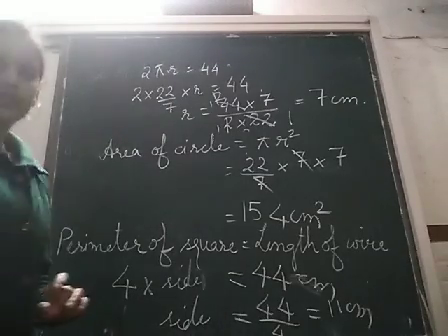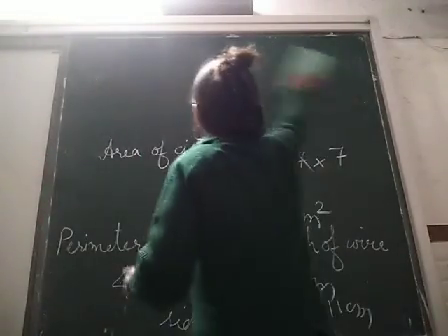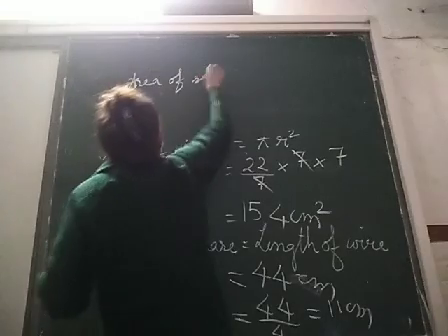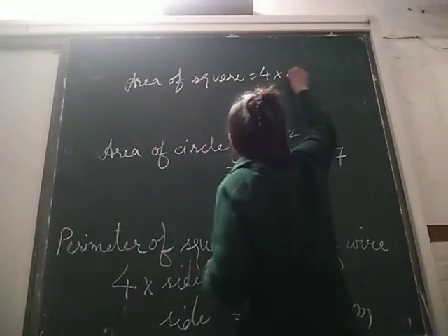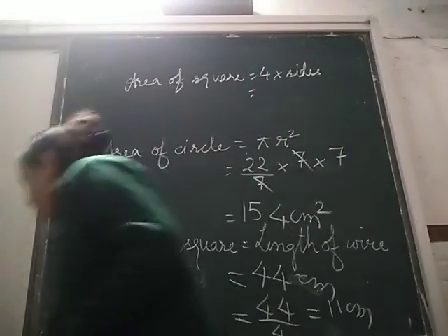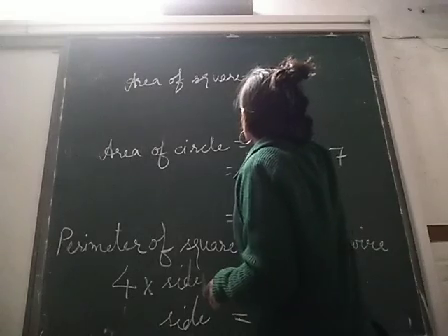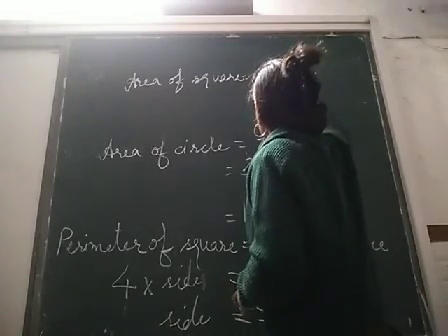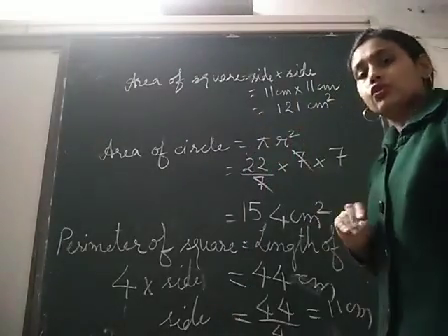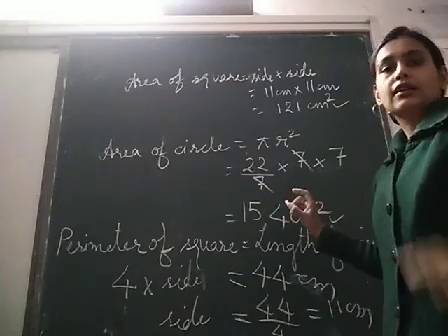Okay. Now we find the area of the square. Area of square is equal to side into side, that is 11 centimeters into 11 centimeters, which is equal to 121 centimeters square. Now you compare, whose area is greater? Circle. So the circle encloses more area.